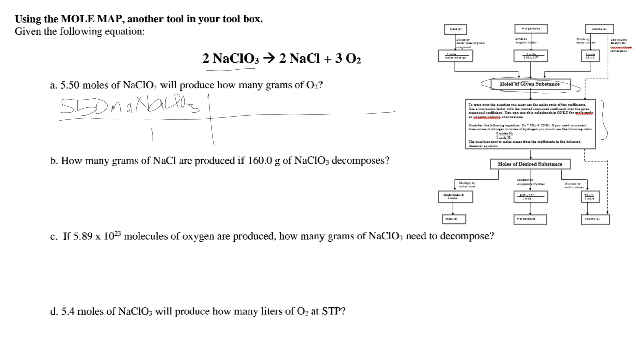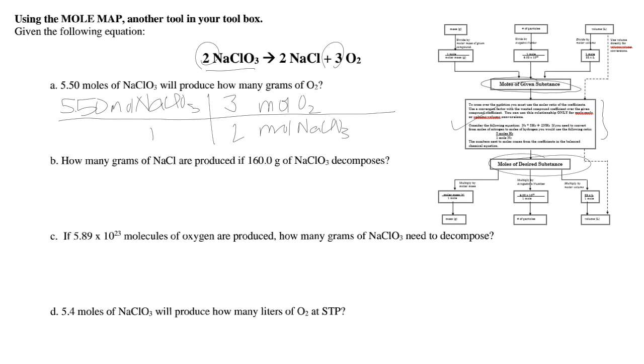Now, all of this is basically just your coefficients. It's explaining how to go from moles of one thing to moles of the other using your coefficients. So we use our coefficients to get to the moles of desired substance. Moles of NaClO3 come down, and we want to get to moles of oxygen. We use our coefficients: 2 is in front of NaClO3, 3 is in front of oxygen.